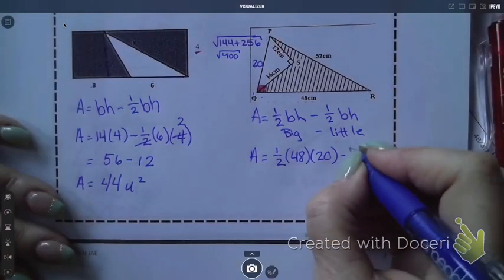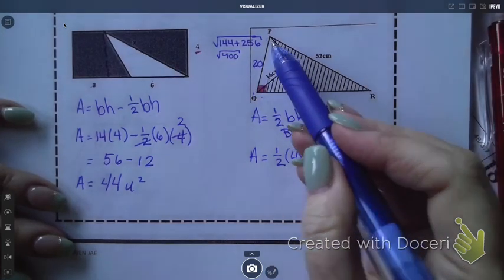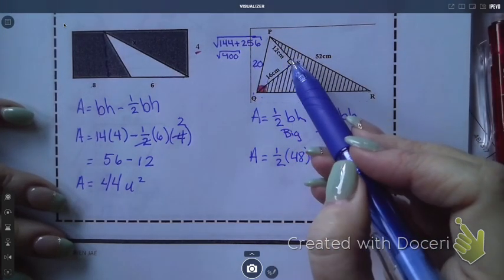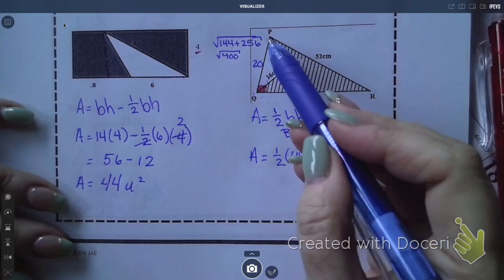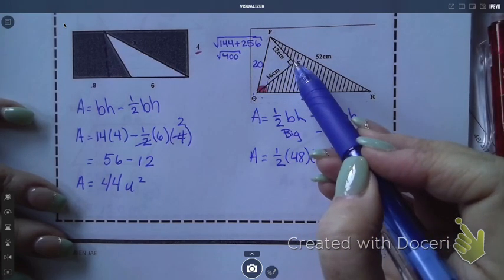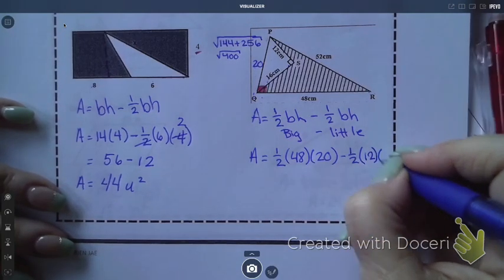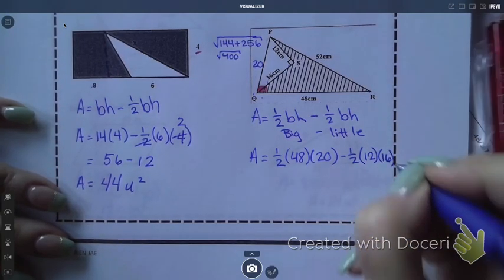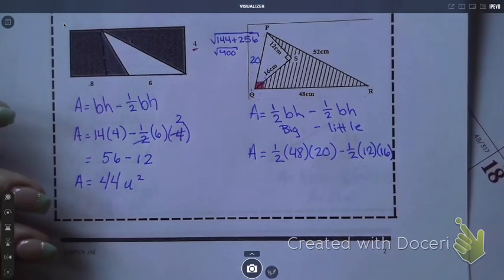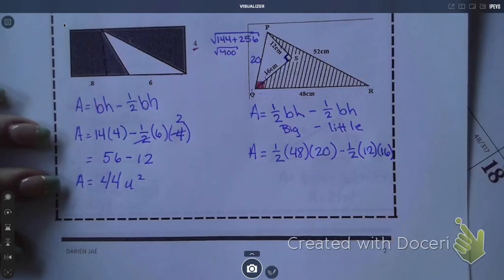Okay, minus 1/2. And what's the base? Well, the base of this one is actually 12. The base is 12 and the height is 16 because where's the right angle? Right there. But again, does it matter if I put 16 and 12? No, but it is important that you know which one is the base, okay? The base is always with the right angle there.